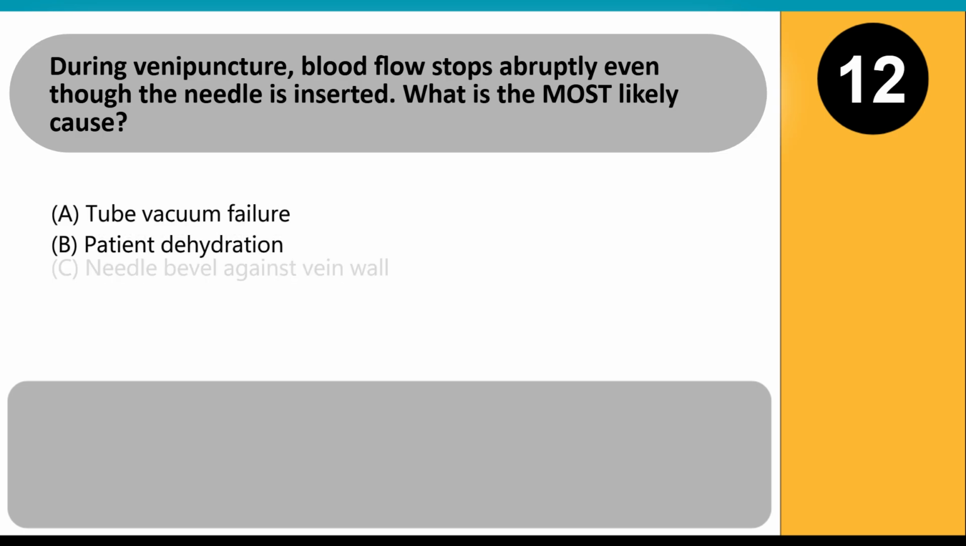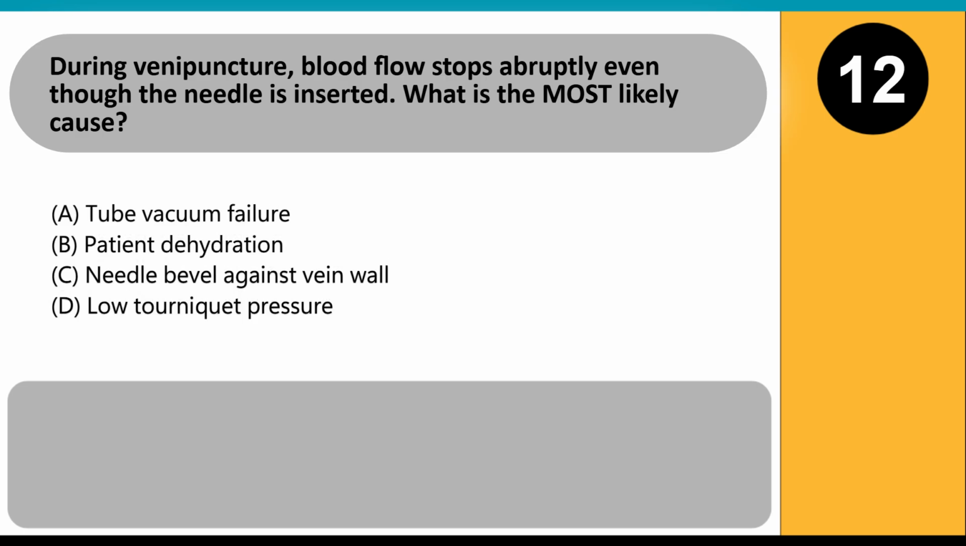During venipuncture, blood flow stops abruptly even though the needle is inserted. What is the most likely cause? A. Tube vacuum failure. B. Patient dehydration. C. Needle bevel against vein wall. D. Low tourniquet pressure. Answer: C.